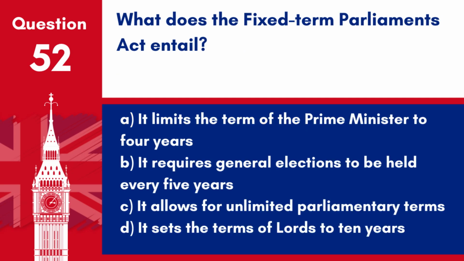Question 52. What does the Fixed-Term Parliaments Act entail? A. It limits the term of the Prime Minister to 4 years. B. It requires general elections to be held every 5 years. C. It allows for unlimited parliamentary terms. D. It sets the terms of Lords to 10 years. Answer: B. It requires general elections to be held every 5 years. The Fixed-Term Parliaments Act, passed in 2011, establishes that general elections in the UK are to be held every 5 years on a set date.